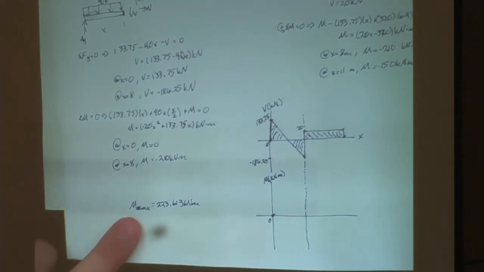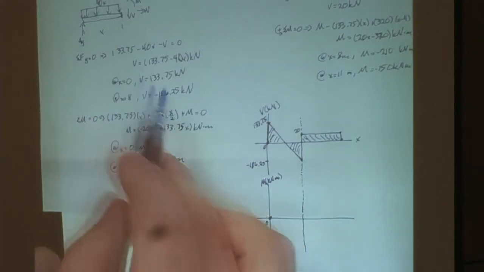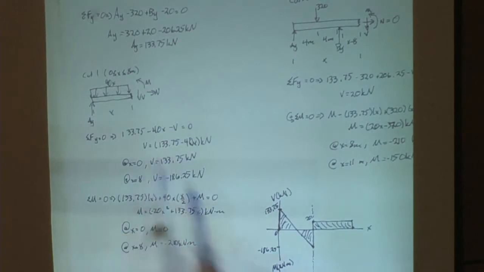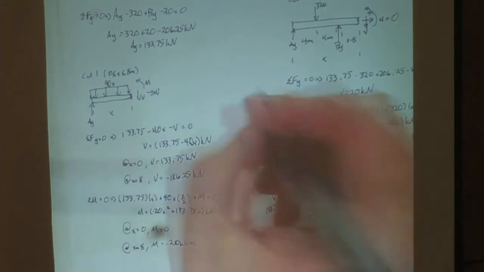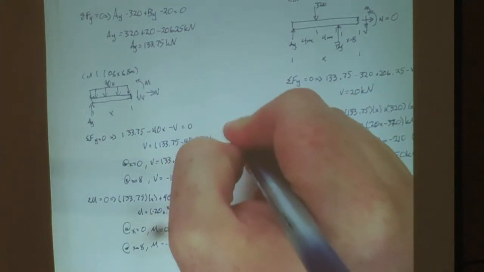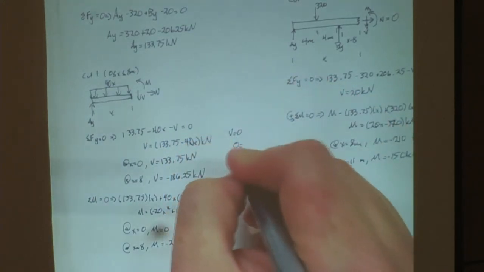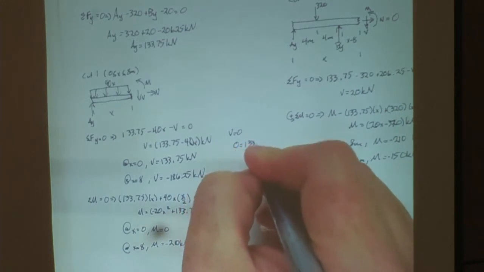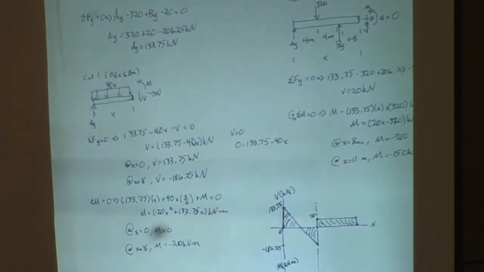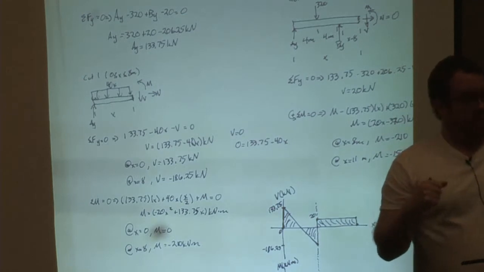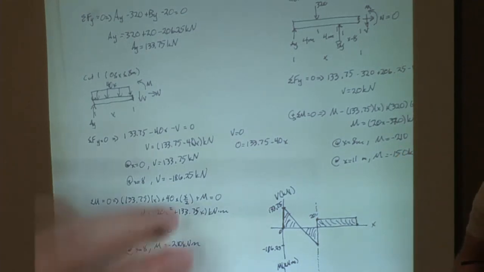All right, here. So you take your shear equation, right? So this is our shear equation. And we have to find out the x value for when shear is 0. So we just set shear equal to 0. So 0 equals 133.75 minus 40x, and then solve for x. All right? And that's going to be where the shear crosses the x-axis, and that's going to be the point of a max moment for that line.